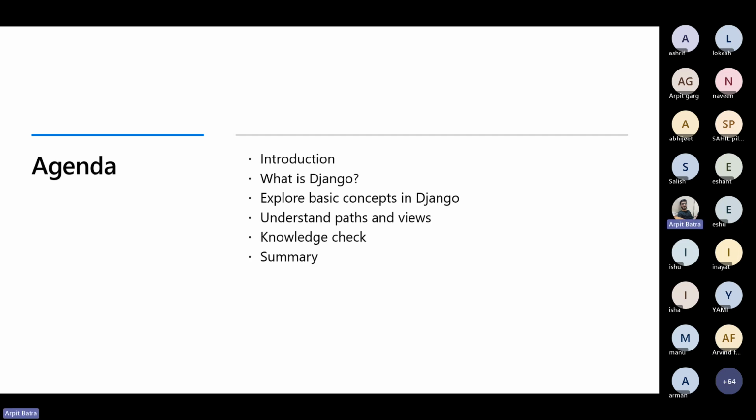Further, we go for the agenda. In the agenda, we have six parts. The first one is introduction. Second one is what is Django. Third one is explore basic concepts in Django. Fourth one is understand paths and views. And the last two are knowledge check and summary.